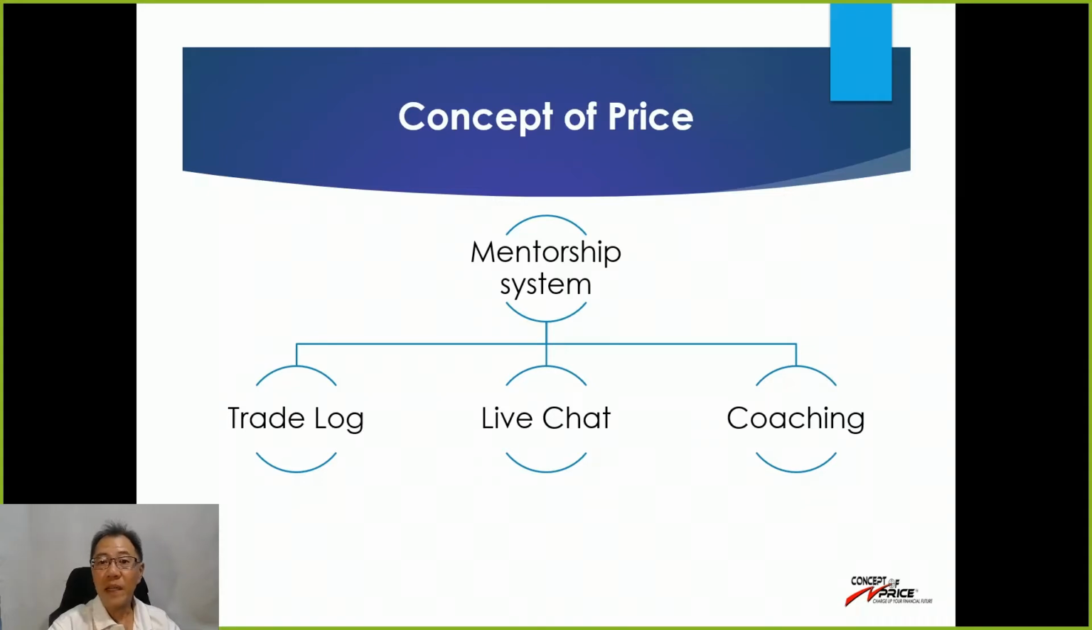Now I've spoken extensively on the live chat and coaching session, and what I'm going to focus on today is trade logs. Now what is a trade log? Very simply put, what we are doing is very visual, right? What I require our members to do is mark the position, the place where they have taken the trade, put in the strategy name, their entry price, their stop loss, whatsoever, and then do a screen capture. Let me show you an example of a trade log.